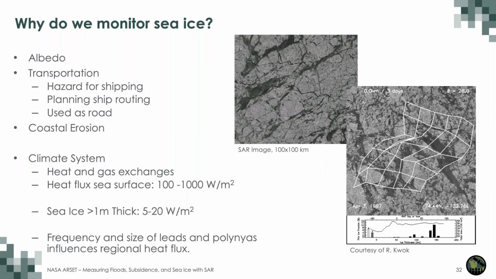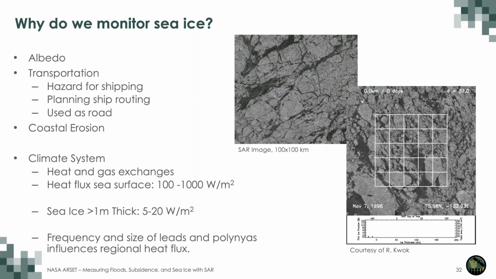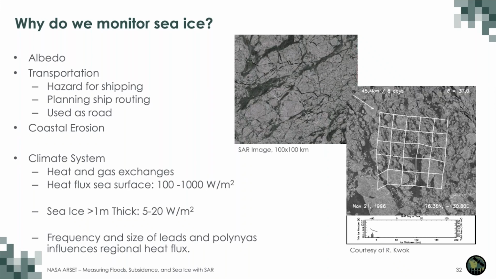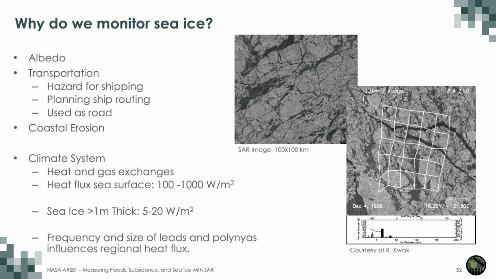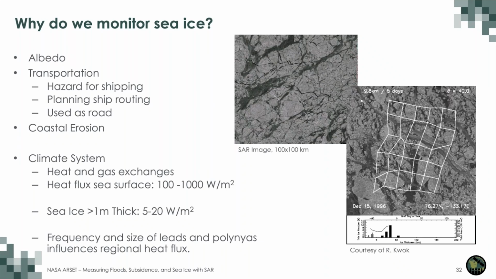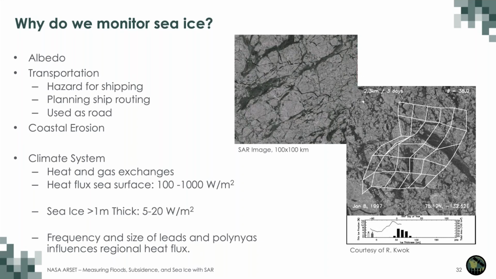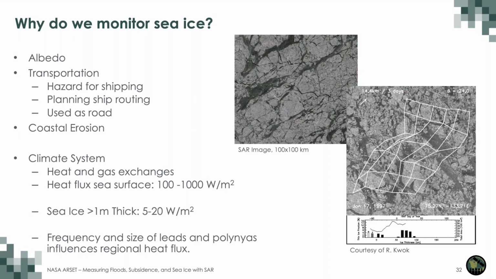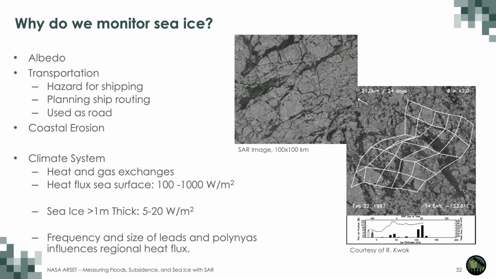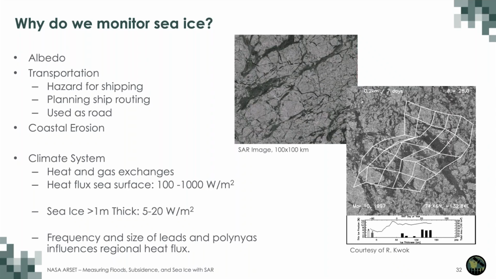So you can see here, heat flux from the sea surface is between 100 and 1000 watts per square meter, whereas if you have 1 meter thick sea ice, it gets reduced to between 5 and 20. So it's a very important parameter to account for when we're doing heat and gas exchange estimates.